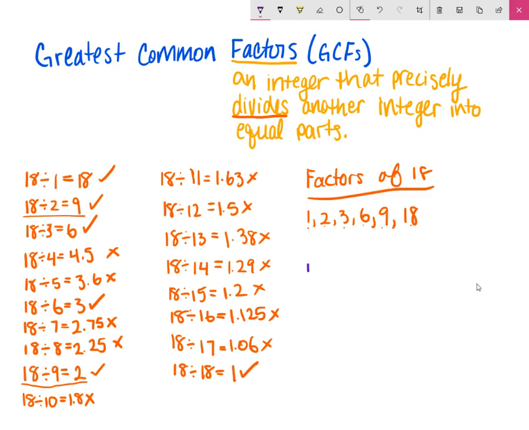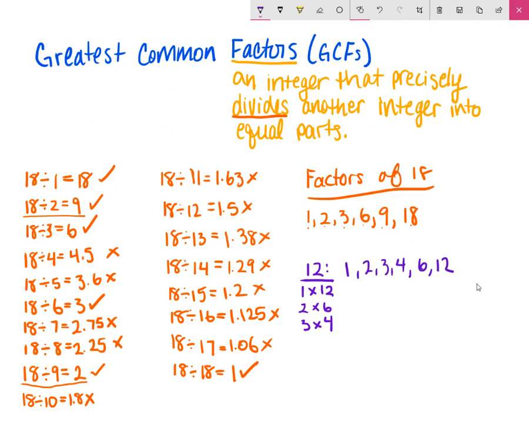So for 12, I'm going to list the multiplication. So we have 1 times 12, 2 times 6, and 3 times 4. So all of these numbers, 1, 2, 3, 4, 6, and 12, are all factors of 12. And we can list them out like this: 1, 2, 3, 4, 6, and 12.